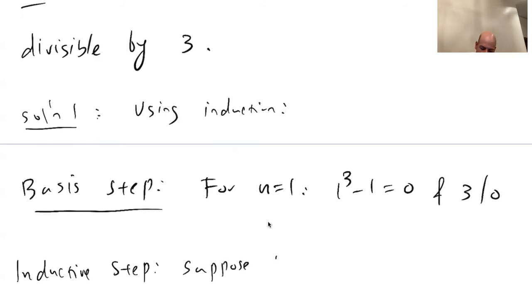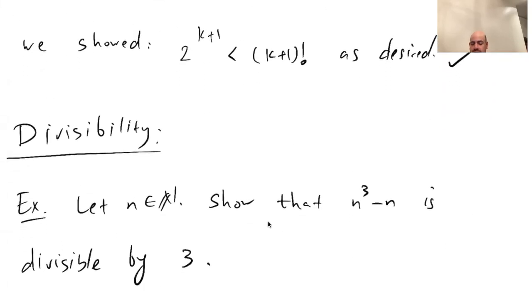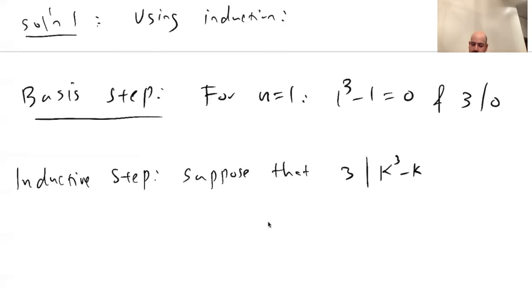Suppose that 3 divides k cubed minus k. Right, in the inductive step, I have to assume that my statement holds for n equals k. So that means k cubed minus k is divisible by 3, which is what I wrote. And we want to show that the statement holds for k plus 1.